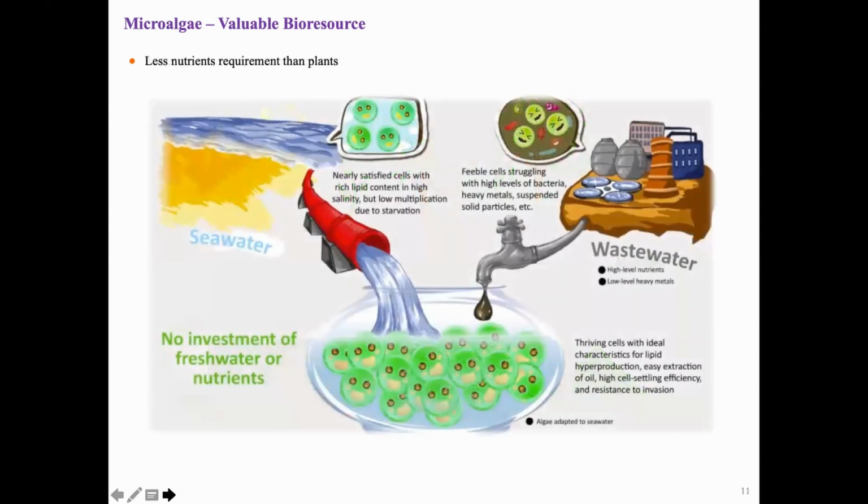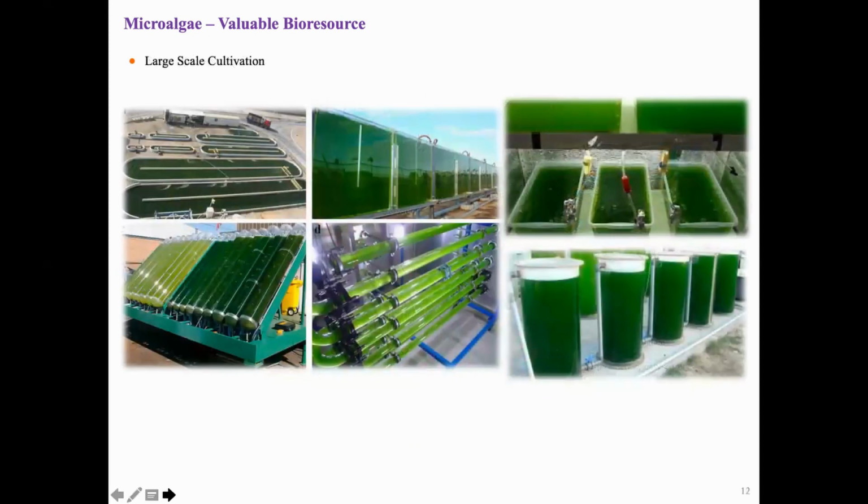The requirement of nutrients is also very less, and microalgae can be cultivated in seawater as well as wastewater. So ideally, there is no investment of fresh water or nutrients compared to plants. And in case of microalgae, there is a feasibility of large-scale cultivation. So if you want a certain amount of biomass, you can easily scale up using open ponds or large-scale cultivation.